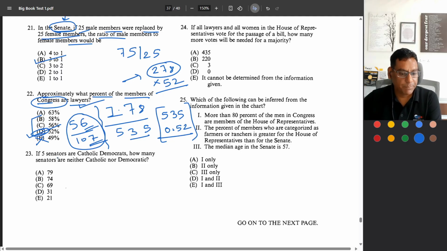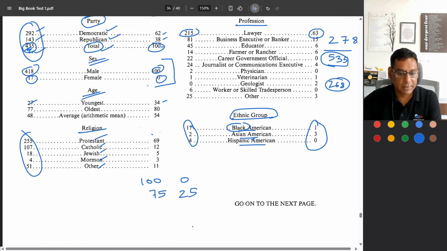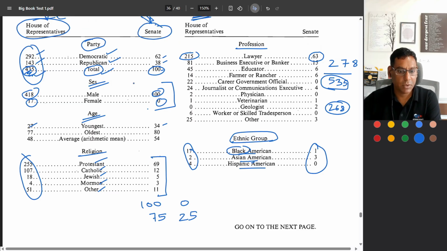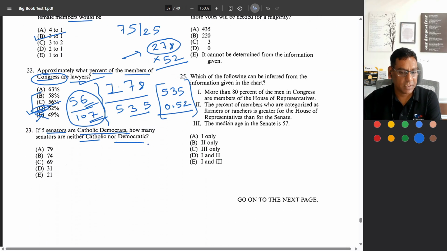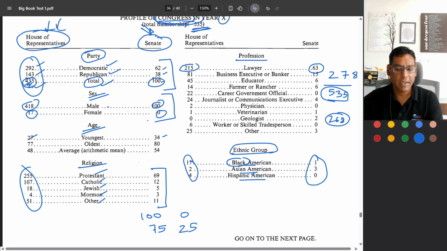Question 23: if 5 senators are Catholic Democrats, how many senators are neither Catholic nor Democratic? Now this is a very interesting question. Catholic Democrats. Let me look at the graph. Catholic information is given here. Democrats information is given here. And am I talking about Congress or Senate or Representatives? I'm talking about Senate. So let me first understand this. How do I combine the information from these two charts?